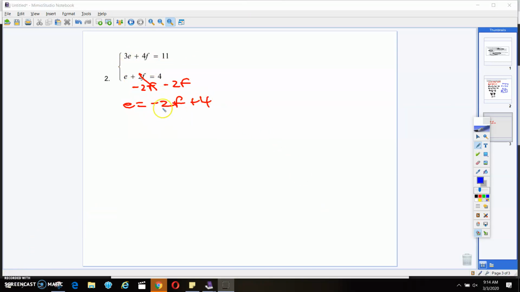So I'm going to take this and plug it in for E. That gives me 3 times (negative 2f plus 4) plus 4f equals 11. All I've done is take what I got right here and plug it in for here. Then I'm going to multiply. So 3 times negative 2f gives us negative 6f, and 3 times 4 gives us 12, plus 4f.